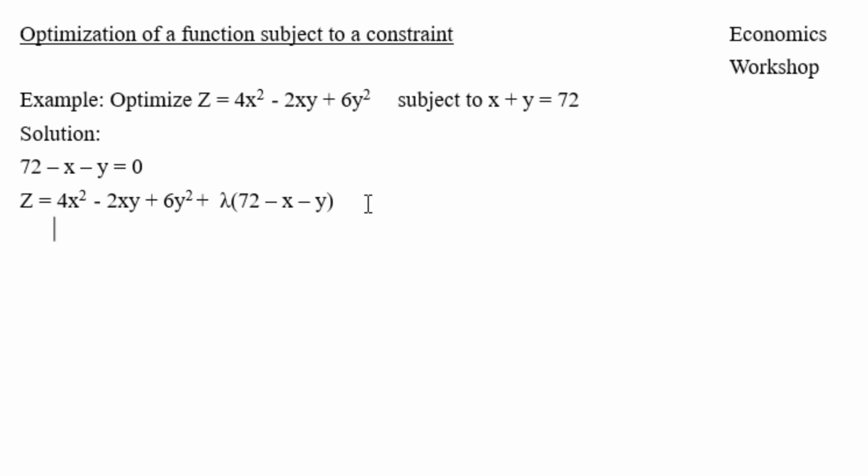Next step, differentiate z with respect to x, y and lambda. That is z with respect to x, we are taking the first order partial. We have 8x minus 2y minus lambda equals 0. That's our equation 1, which is also our FOC.